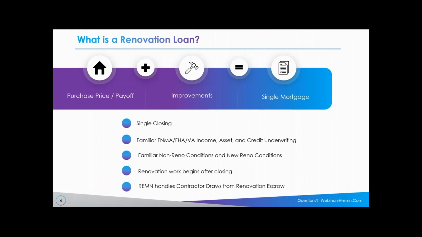Here is what a renovation loan is. Again, I just want to leave this graphic up for a couple minutes. We're just going to quickly go over it again. You have your purchase price or payoff plus your improvements. We roll it into a single mortgage.